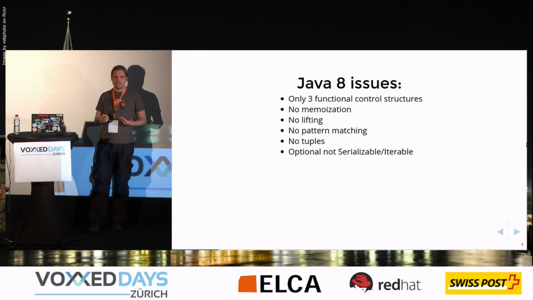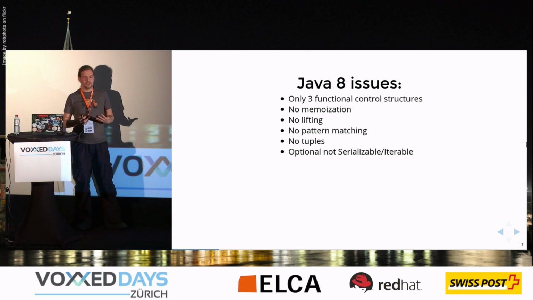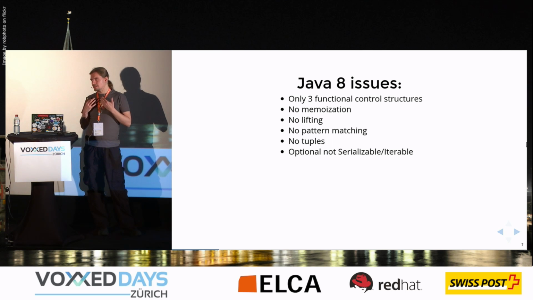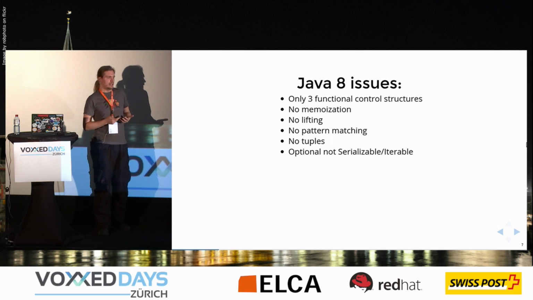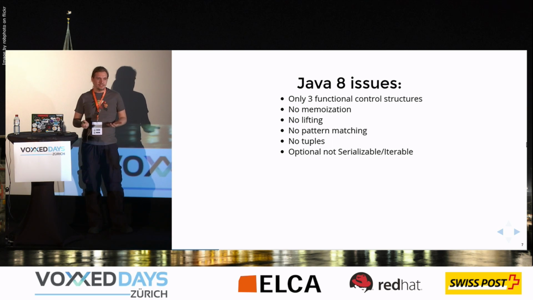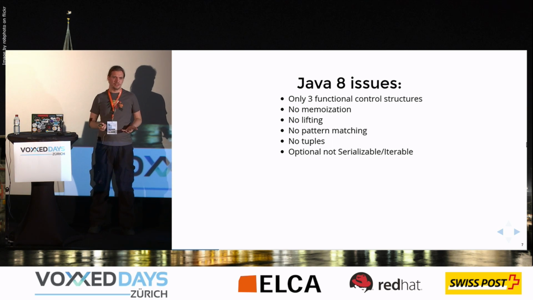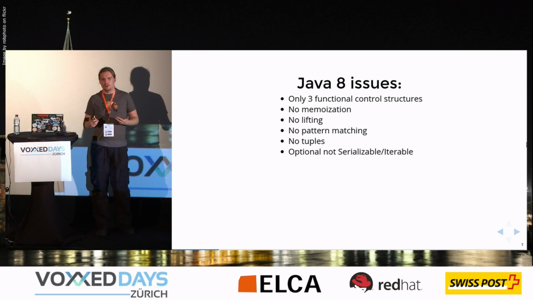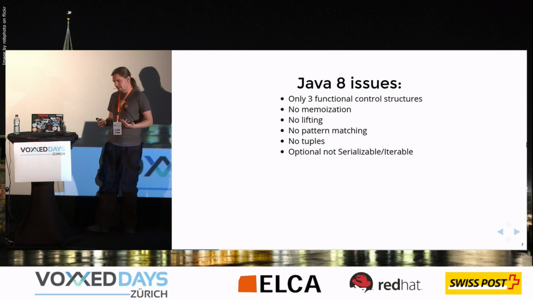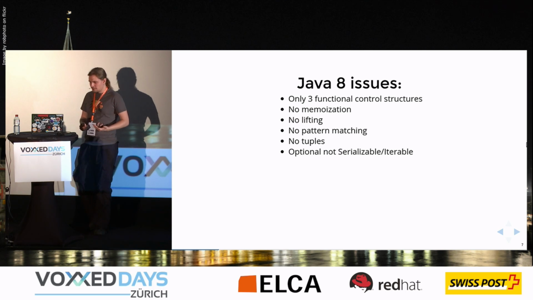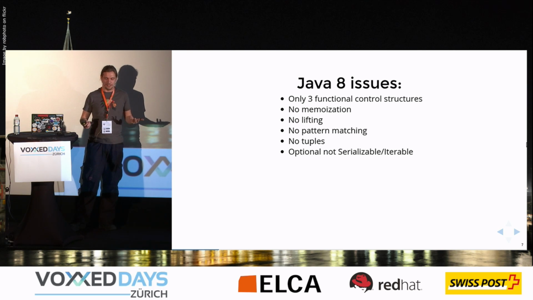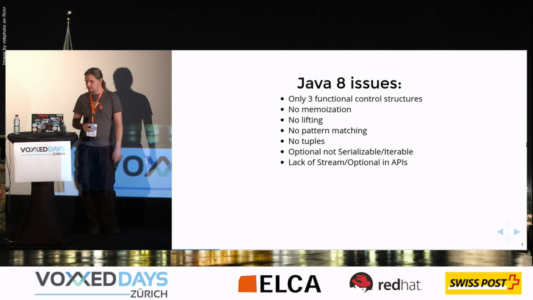Even the design of some classes that were introduced, like Optional, for some reason were not made serializable and iterable. And the guys from Java have a very good explanation for this. The explanation goes something like, it was not intended to be. I don't really buy this because it's not that problematic. But let's say it's a good explanation after all, you can't deny it.